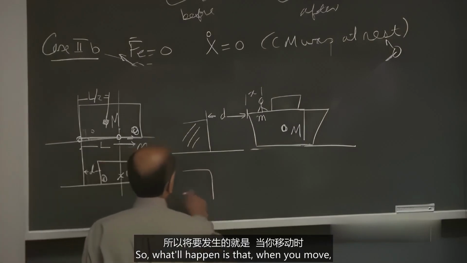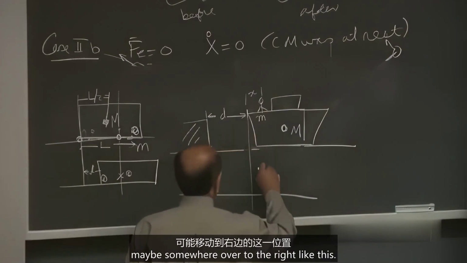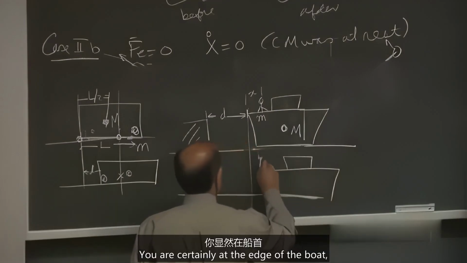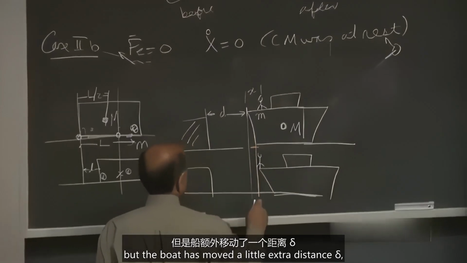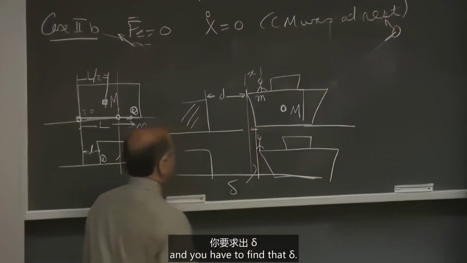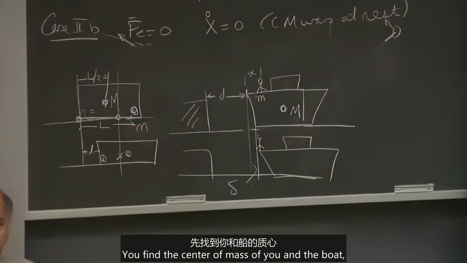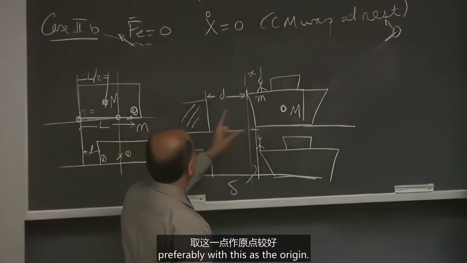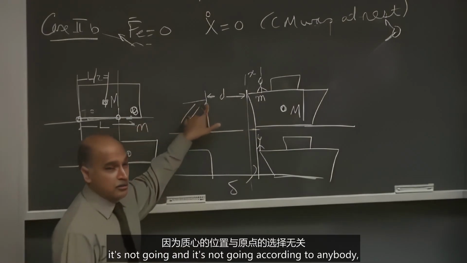So what will happen is that when you move, the boat would have moved from there, maybe somewhere over to the right like this. You are certainly at the edge of the boat, but the boat has moved a little extra distance, delta. And you have to find that delta. You find it by the same trick. Find the center of mass of you and the boat, preferably with this as the origin. You can use any origin you want for center of mass.